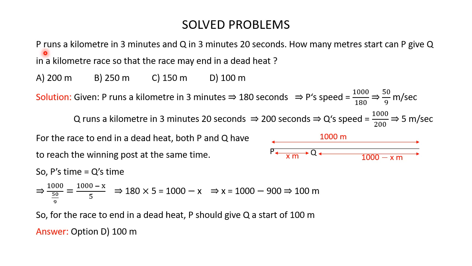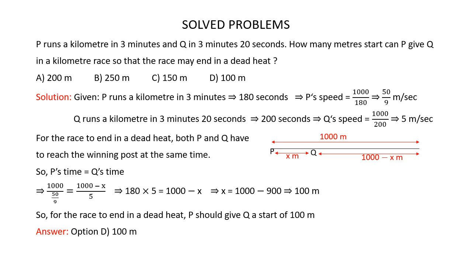P runs a kilometer in 3 minutes and Q in 3 minutes 20 seconds. How many meters start can P give Q in a kilometer race so that the race may end in a dead heat? Here you are given 4 options and you have to find out which of these options is the correct one. Now here you are asked to find how many meters start can P give Q in a kilometer race so that the race may end in a dead heat. Now dead heat means both P and Q have to reach the winning post at the same time.